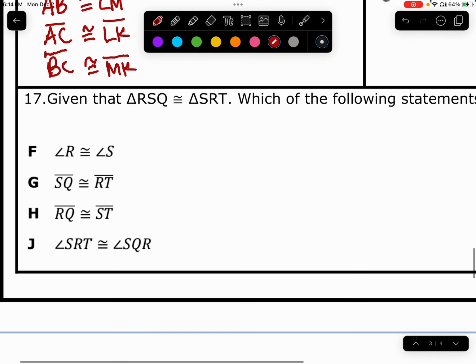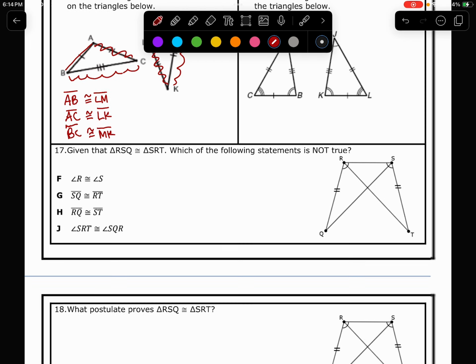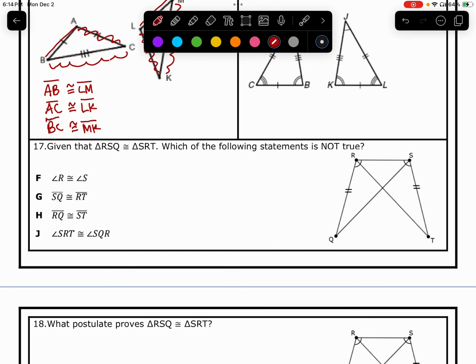Number 17, given that triangle RSQ is congruent to triangle SRT, which of the following statements is not true? All right, so real quickly, let's just go through each one. Angle R and angle S are congruent. That is true. We can see that right here and right here. Next, SQ and RT. Yep, those are congruent. That's true. RQ and ST. RQ is here. ST is here. Yep, that's true.